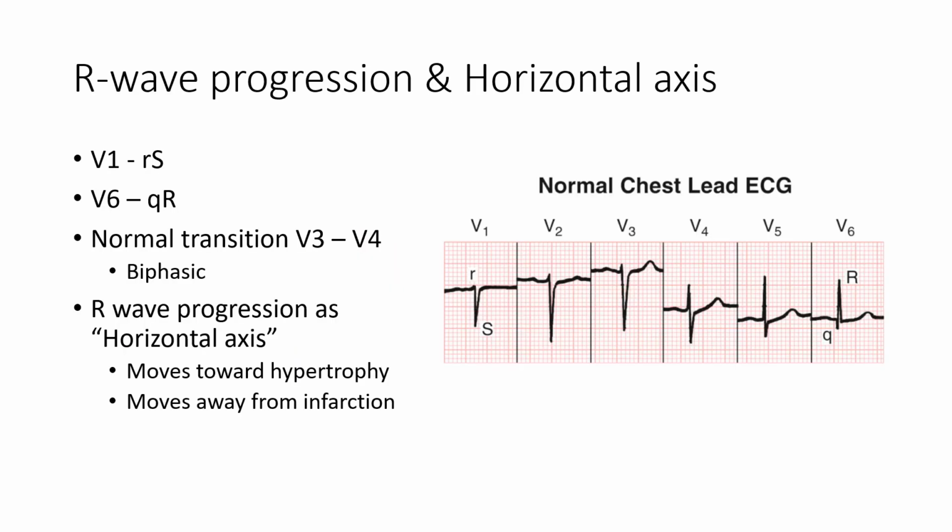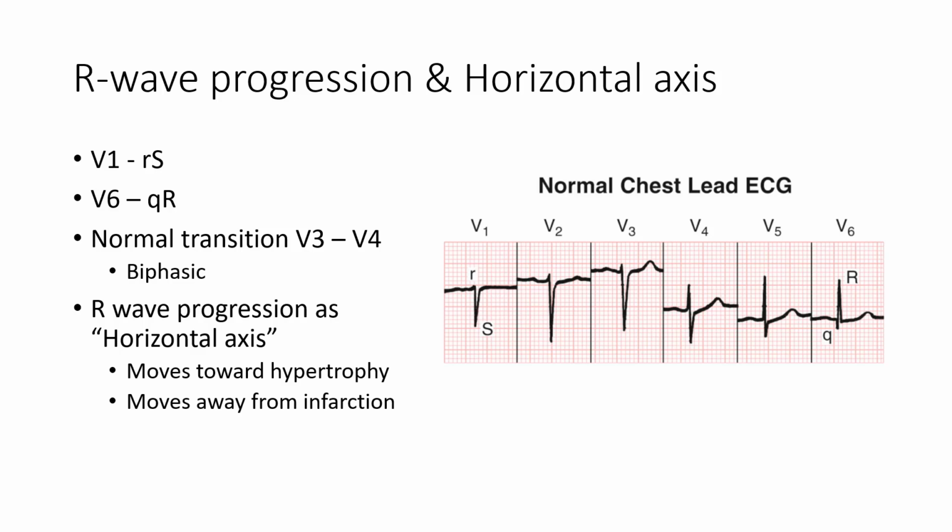R wave progression can be a kind of surrogate marker for horizontal axis, but we don't really refer to it in terms of axis. We normally just talk about R wave progression or transition. Remember that in V1 we have the septal R and the large S. In V6 we have the septal Q and the large R. In between there has to be an area of transition where we go from small r to more dominant R from V1 to V6. In a normal patient, this transition occurs in V3 or V4.